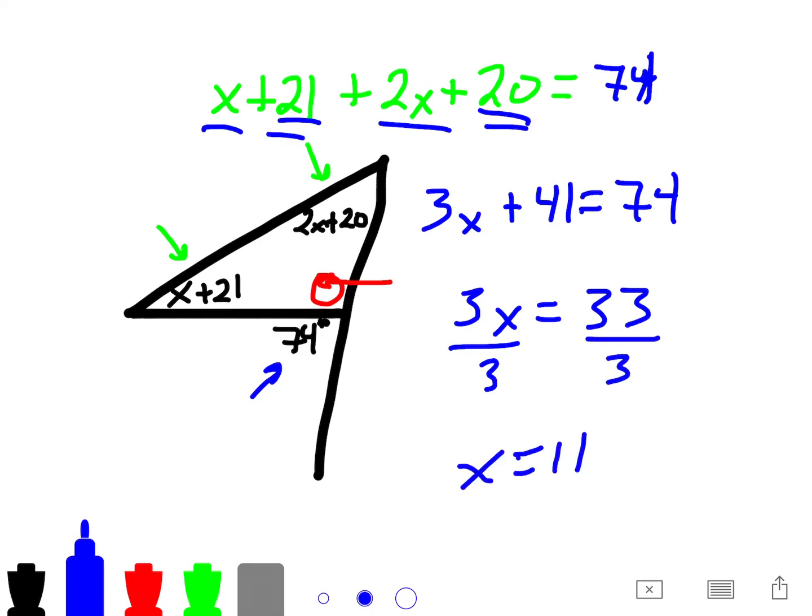If you need help practicing the algebra part, let me know. We can definitely do that, or I can give you some extra exercises to try. So x equals 11 is going to be our answer. Feel free to reference this video whenever you need to.